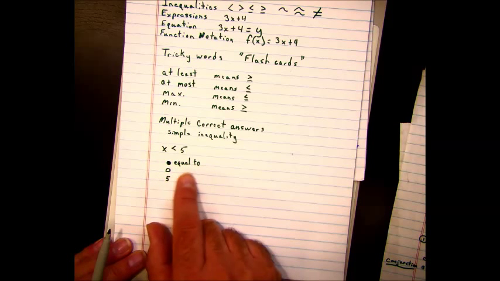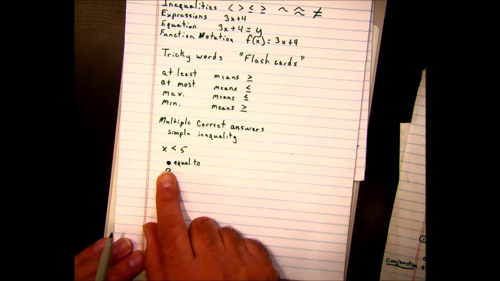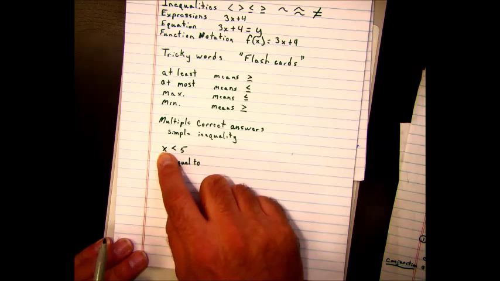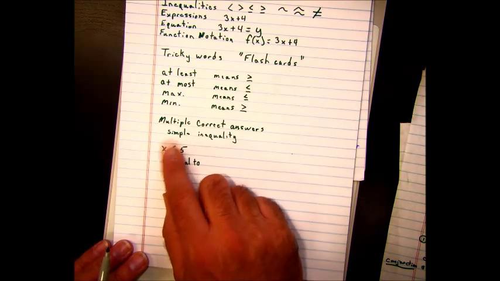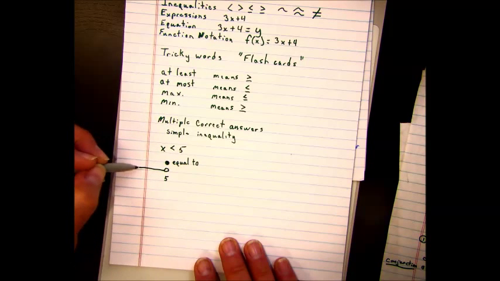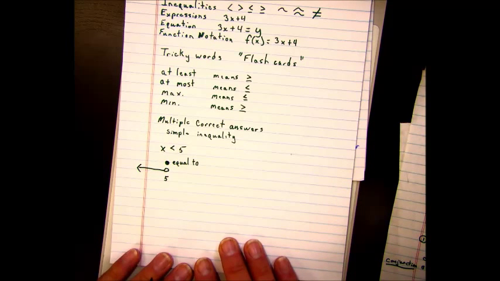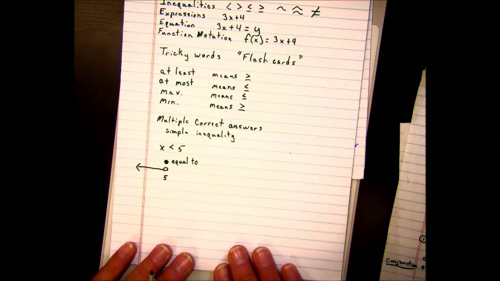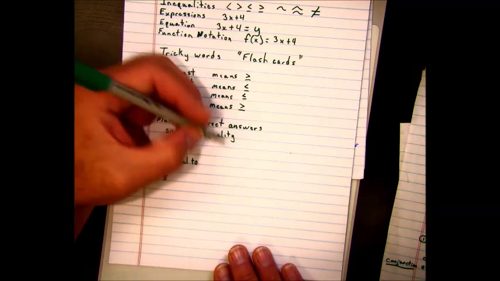All right. So next comes, what direction do I draw the line? Well, we start with the variable. I need all the numbers less than 5. Well, on a number line, everything less is to the left, and everything more is to the right. So let's look at another one.